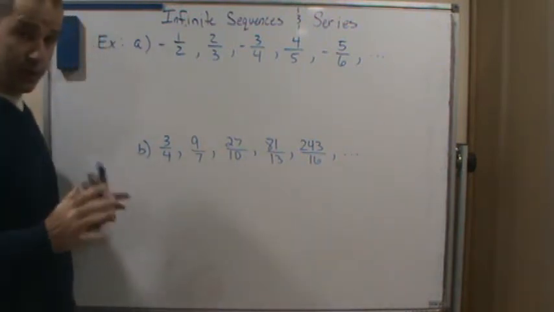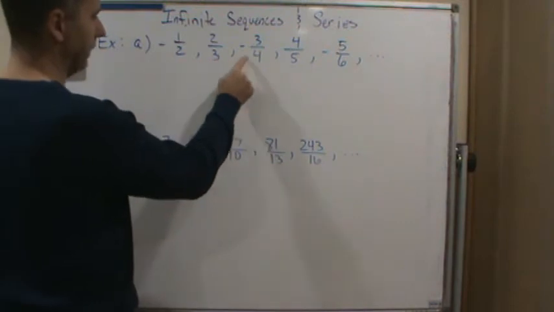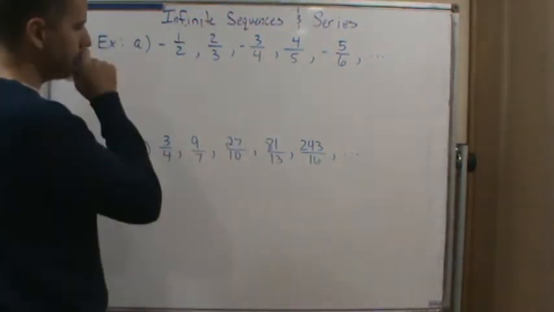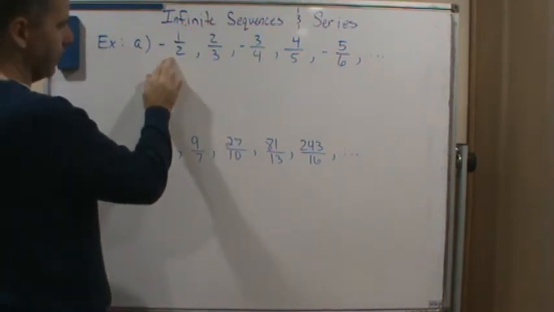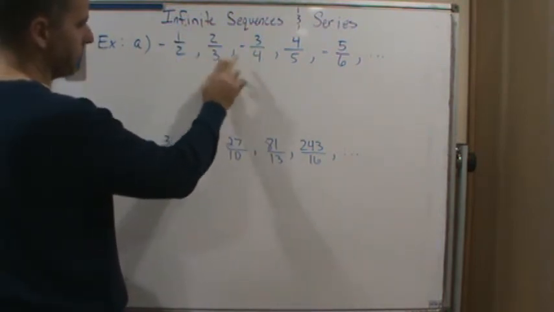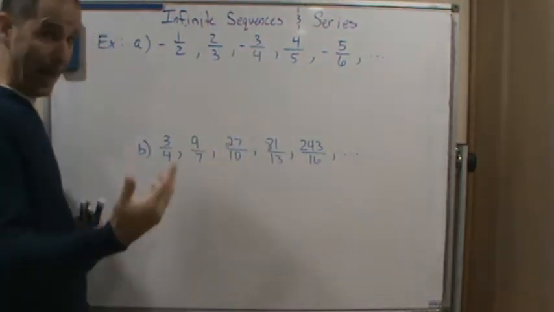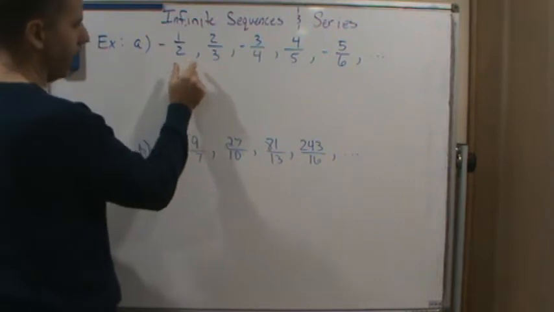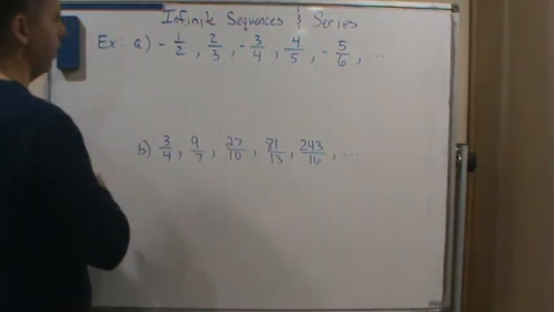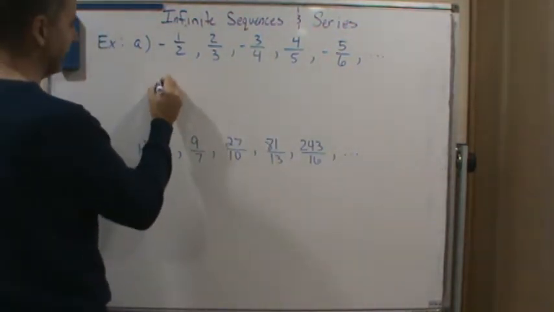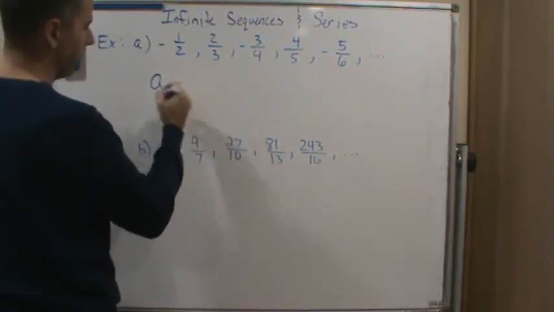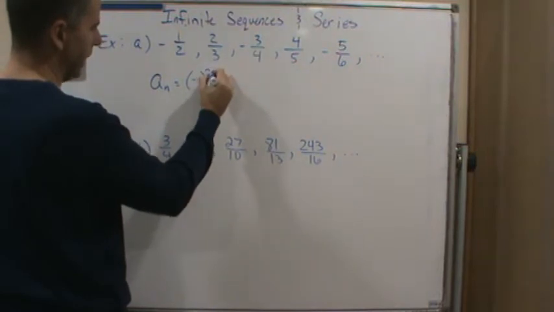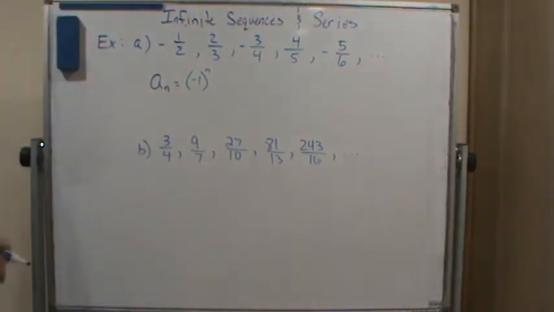So the first thing I notice is it's alternating signs, okay? So we've got negative, positive, and the first, third, and fifth term, so the odd terms, are negative, okay? So if this is term 1, 2, 3, 4, 5, well, right away I can see that we're going to have a negative 1, and it's going to be raised to the nth power, and that's going to take care of the signs, right?